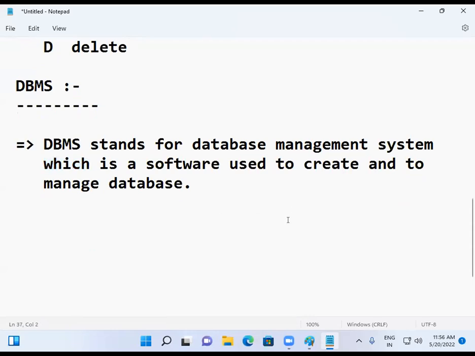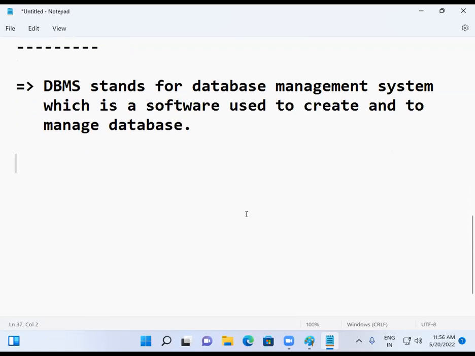So if anyone wants to create the database, to work with the database in your laptop, first of all, you have to install what? DBMS software. After installing DBMS software, then you can work with the database. Okay.